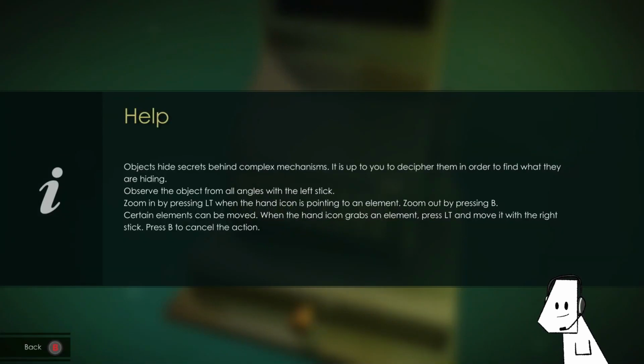Okay, objects hide secrets behind complex mechanisms. It's up to you to decipher them in order to find what they are hiding. Observe the object from all angles with the left stick. Zoom in, pressing left trigger when your hand icon is pointing to an element. Zoom out by pressing B. Certain elements can be moved when the hand icon grabs an element. Press LT to move it with the right stick. Press B button to cancel the action.